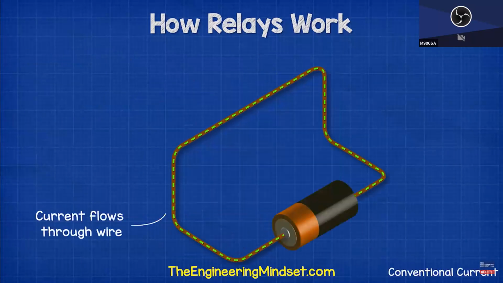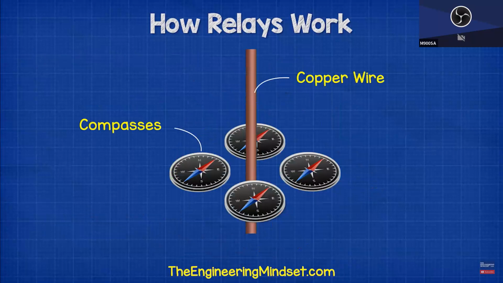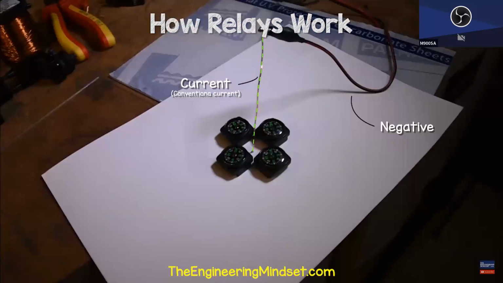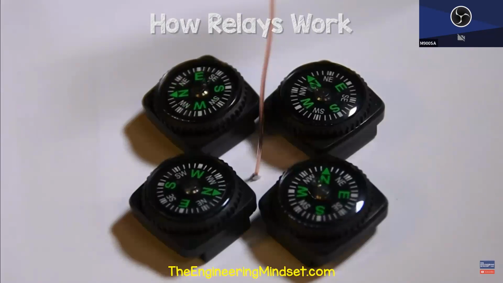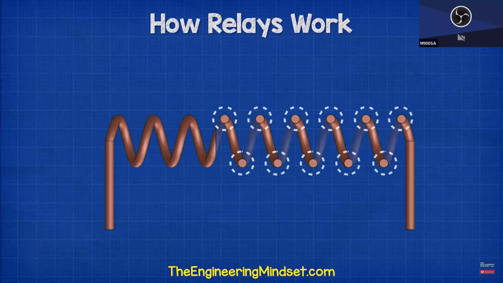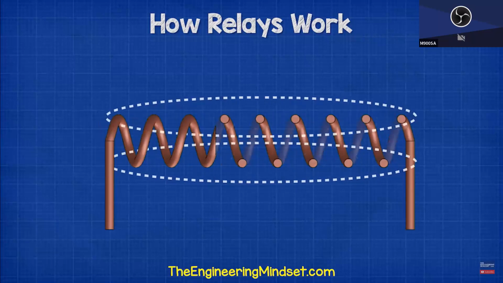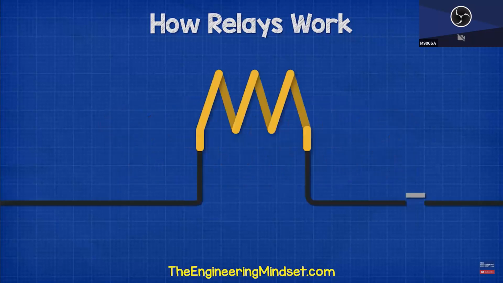When electricity passes through a wire, it creates an electromagnetic field. We can see that by placing compasses around the wire. When we pass a current through the wire, the compasses change direction to align with the electromagnetic field. When we wrap the wire into a coil, the magnetic field of each wire combines together to form a larger, stronger magnetic field. You can control this magnetic field by simply controlling the current.